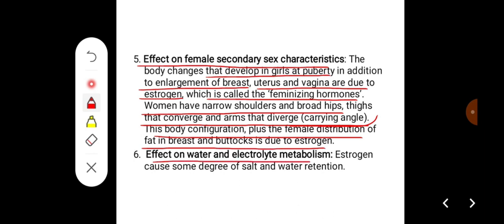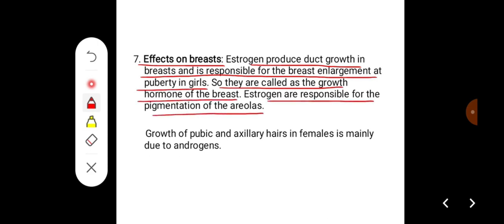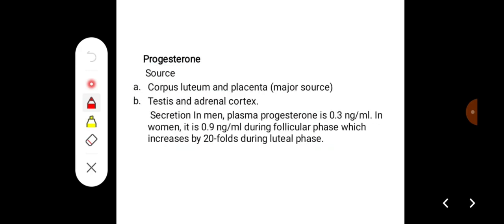The effect on the water and electrolyte metabolism. Estrogen causes some degree of salt and water retention. The effect on the breast. Estrogen produces duct growth in breast and is responsible for the breast enlargement at puberty in girls. So they are called the growth hormone of breast. Estrogen is responsible for pigmentation of the areola. Growth of pubic and axillary hairs in females is mainly due to the androgens.